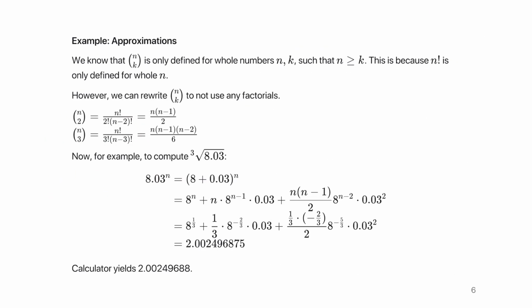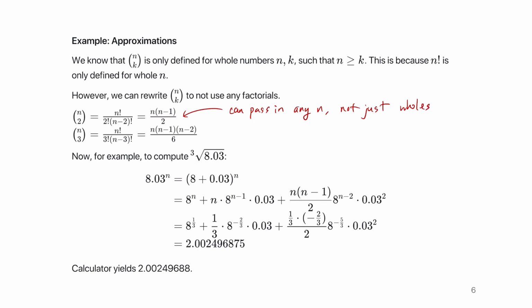Then there was the idea of using the binomial theorem, or at least the first couple terms in the binomial expansion, similar to how we use a Taylor expansion in order to approximate various square roots or cube roots or integers raised to different exponents. Okay? And the way we do that is we could rewrite terms of the form n choose k to not use any factorials, right? So we have n choose 2 is equal to n times n minus 1 over 2, right? And you can pass in any n, not just whole numbers.